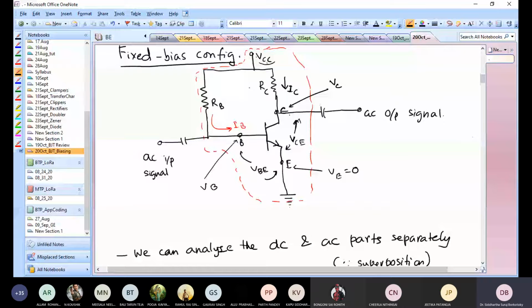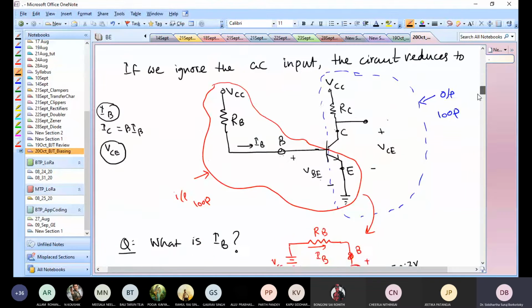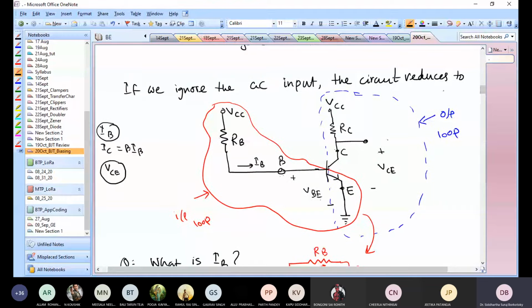So any of these configurations, when I try to analyze, what I have to do is separate out the circuit into the input side and the output side. How do I do that? Well, first of all, I remove the AC part and remove all the capacitors. And why are we allowed to remove the capacitors? Because in the DC domain, the capacitors act as open circuits. So capacitors can be removed. The AC inputs will be removed. All that remains is the DC part.